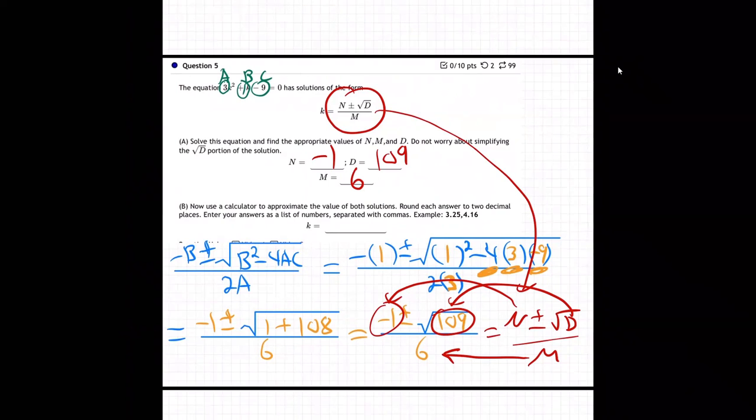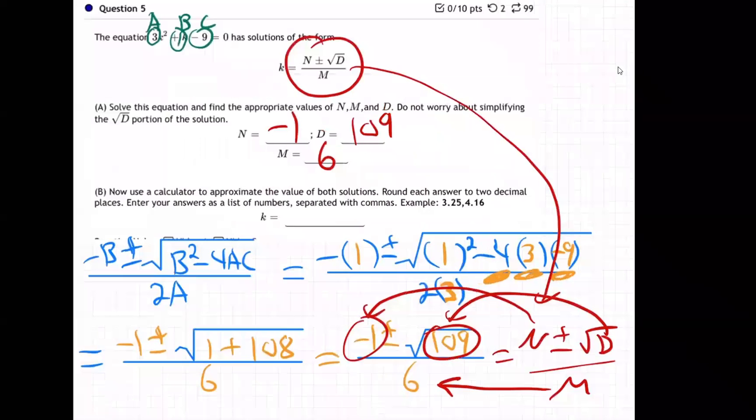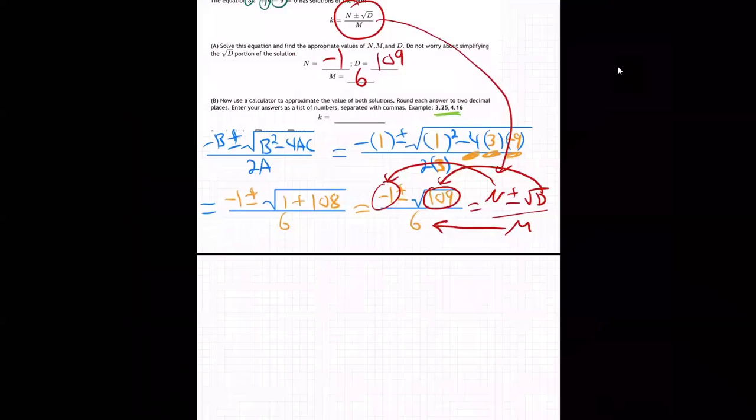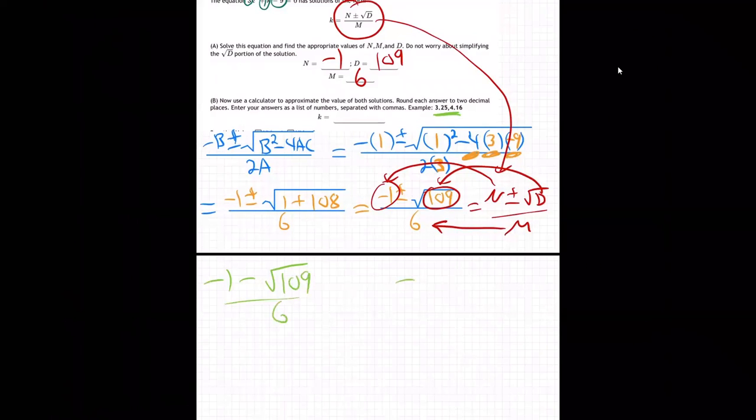And then, second part, they want me to get calculator answers. For example, they give a nice little example right here where they show what they're talking about, like 3.25, 4.16. So I've got to do that. So now I'm going to take -1 minus the square root of 109, over 6, and -1 plus the square root of 109. I'll change the color for clarity. So I separated the minus and the plus options, right? It doesn't matter what order. I did the minus first, then the plus the other way. So now hit the buttons on your calculator.